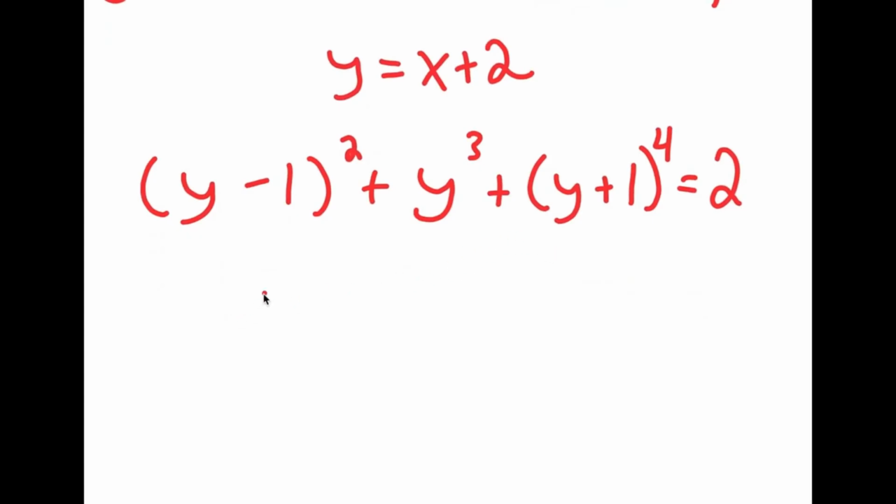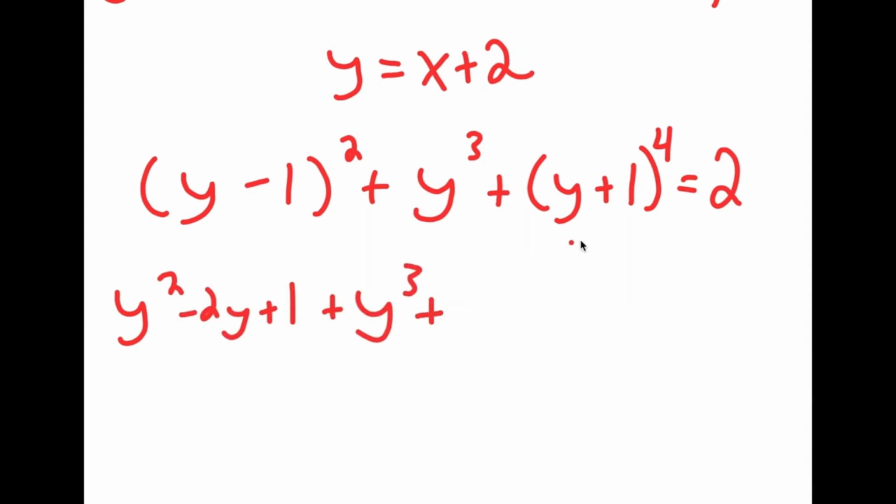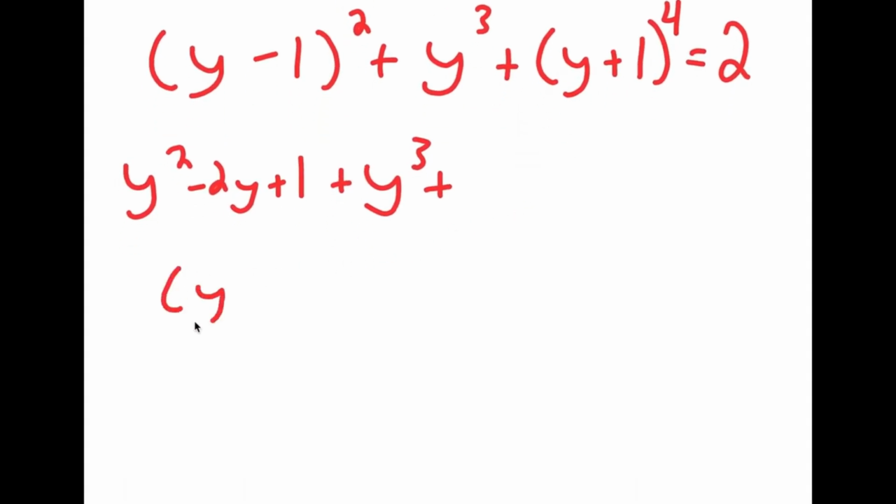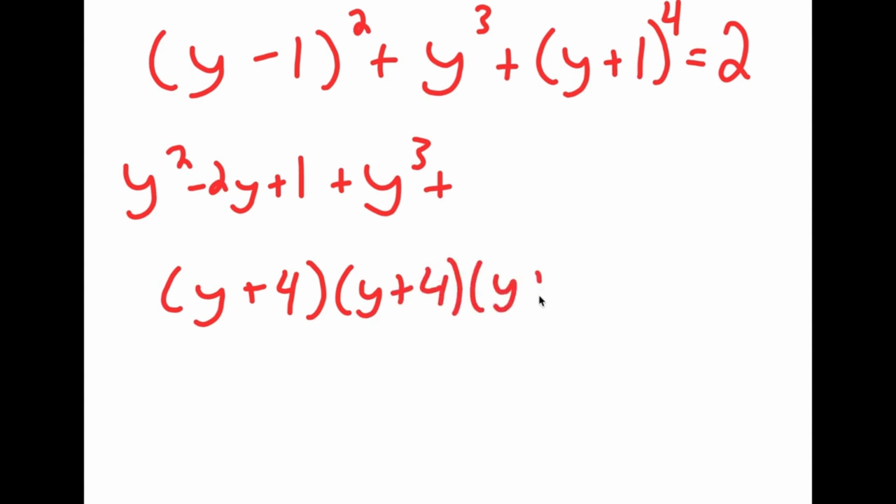And now I'm going to expand this. So (y - 1)^2 is equal to y^2 - 2y + 1. And now I have this plus y^3 plus (y + 1)^4. So how do we expand this? Well, the hard way is to actually multiply out (y + 1) times (y + 1) times (y + 1) times (y + 1). And this is actually not the most efficient way.